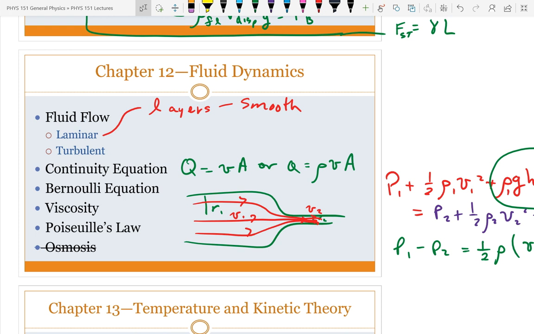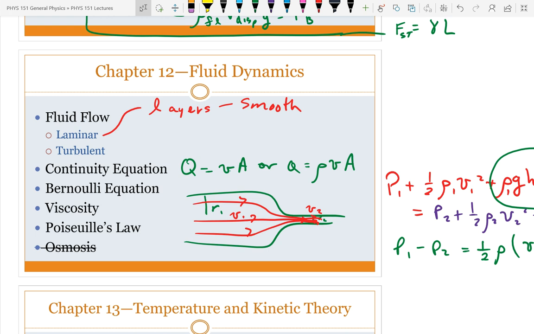And Poiseuille's law was the equation that tells us about how pressure changes due to viscosity. If I have water flowing through a pipe or blood flowing through an artery, because of the friction between the walls of the artery and the blood, I'm going to have a pressure drop as the blood flows through the artery. And Poiseuille's equation is the equation that allows us to calculate that.